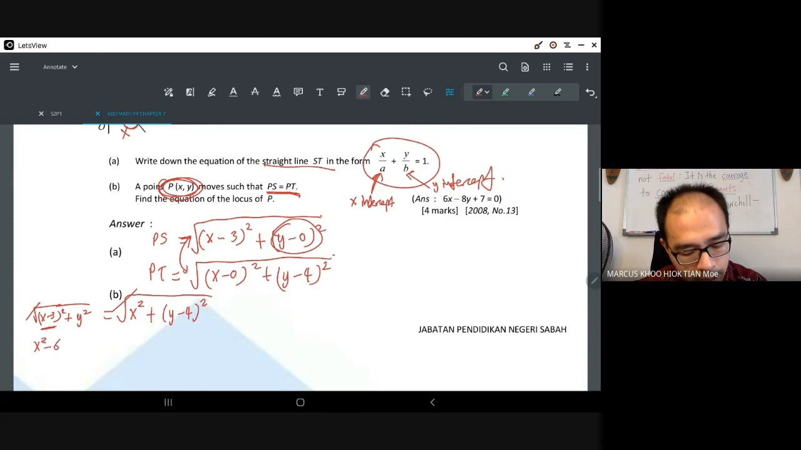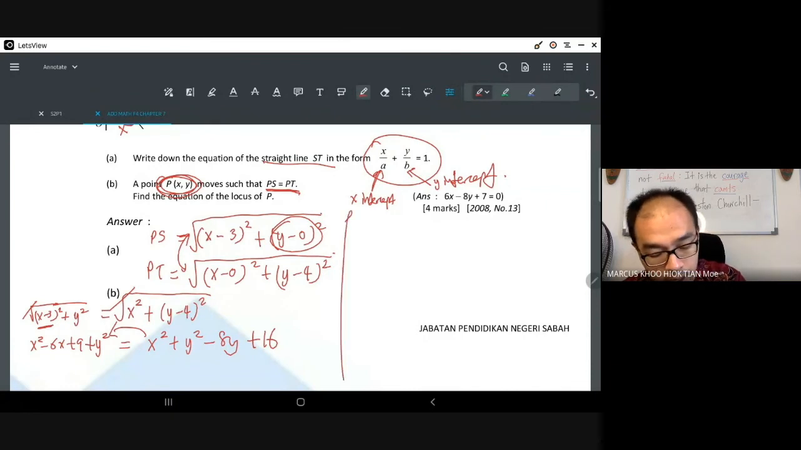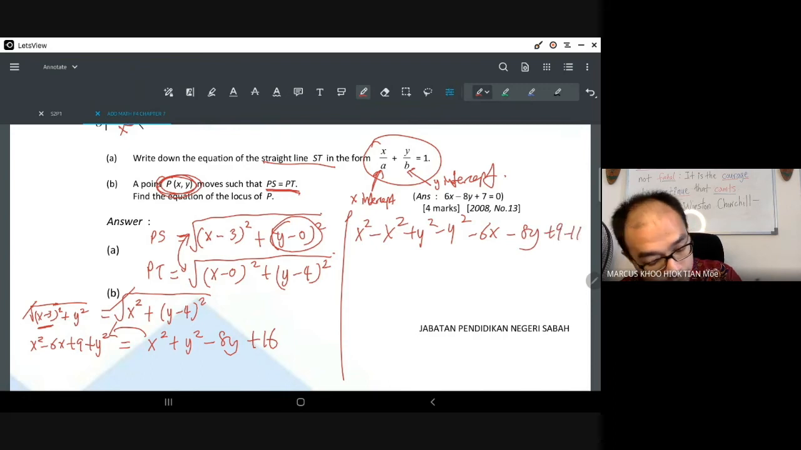x squared minus 6x plus 9 plus y squared equals to x squared plus y squared minus 8y plus 16. Okay, so minus 8y plus 16. So, sekarang we can move everything across. Okay, what we're going to get is x squared minus x squared, lepas itu y squared minus y squared, minus 6x minus 8y plus 9 minus 16, equals to 0. So x squared minus x squared akan hilang. y squared minus y squared akan hilang.